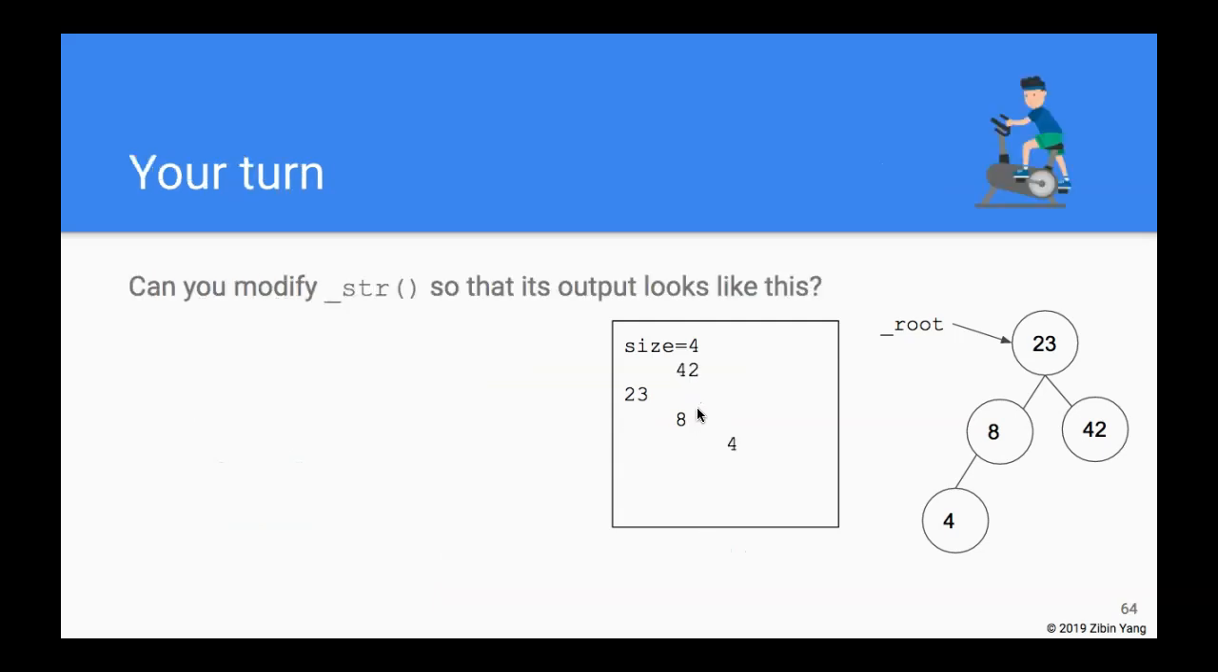So this is what I would like you to do. Can you actually modify the dunder string so that we don't have to do the flipping, right? So if we can print it out this way, then you look at this tree here, you tilt your head counterclockwise 90 degrees, it really looks exactly like that. So can you make the output look like that?